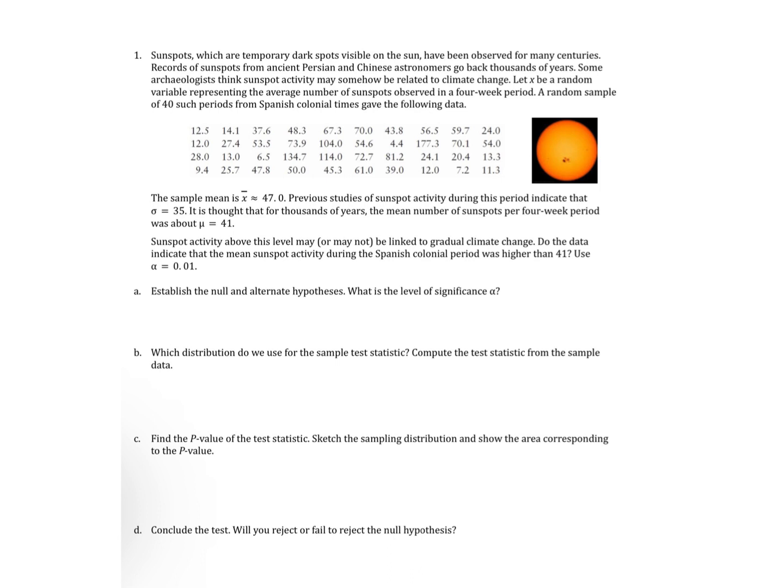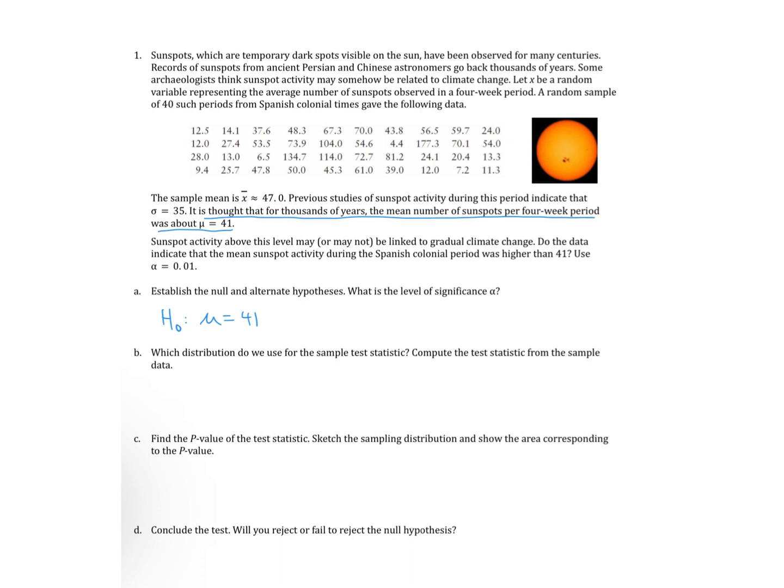Part A. Establish the null and alternate hypotheses. What is the level of significance alpha? Okay, for the null hypothesis, we say H sub 0 colon, and then we find the existing mean that we're trying to challenge. It says up here, it is thought that for thousands of years, the mean number of sunspots per 4-week period was about mu equals 41. That's what we want to challenge. So that's our null hypothesis.